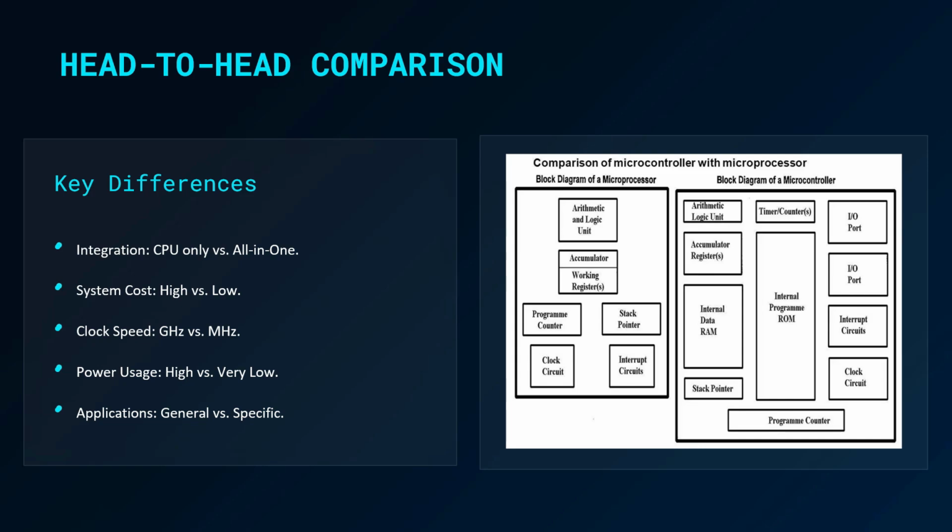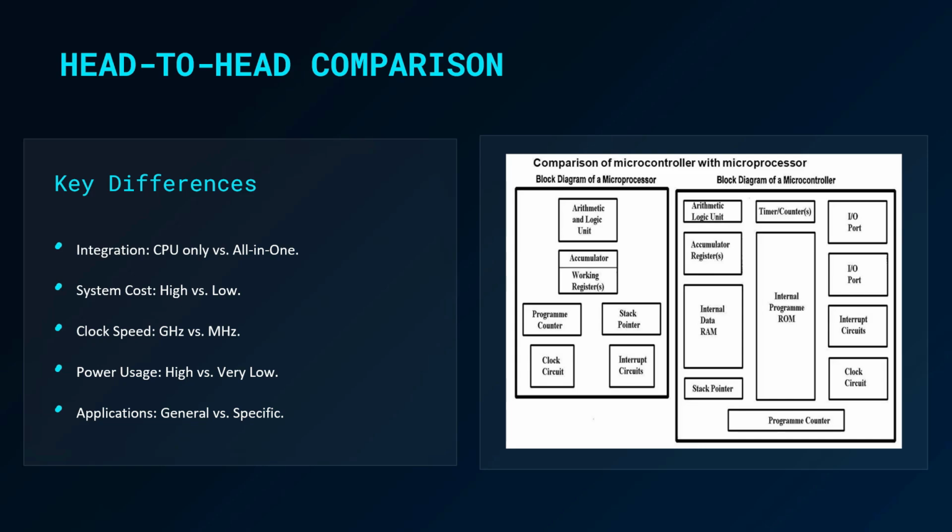In terms of power consumption, microprocessors consume much more power and often require heat sinks or cooling systems. Microcontrollers are designed to work at low power, and many of them have sleep modes for battery-operated applications. In terms of cost, microcontroller-based systems are usually cheaper because fewer external components are needed, while microprocessor-based systems can become costlier due to memory, peripherals, and complex hardware requirements.